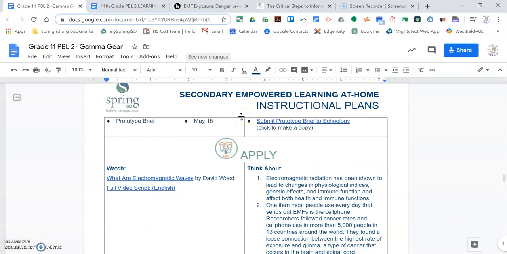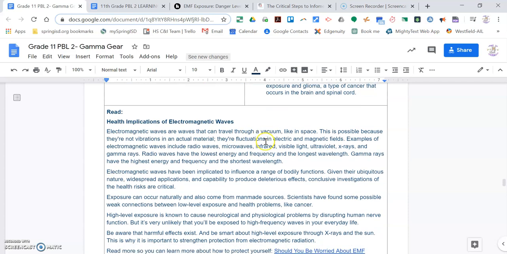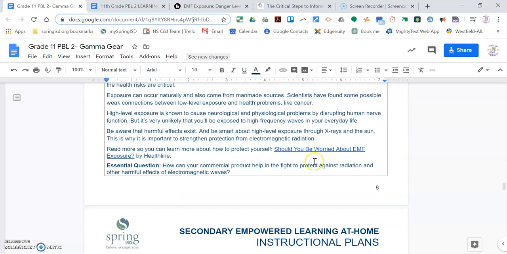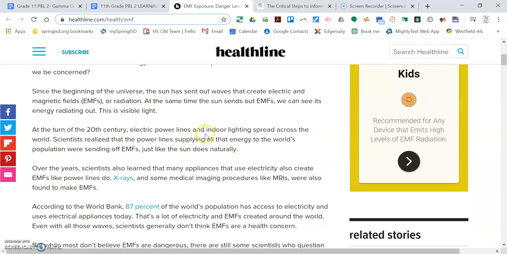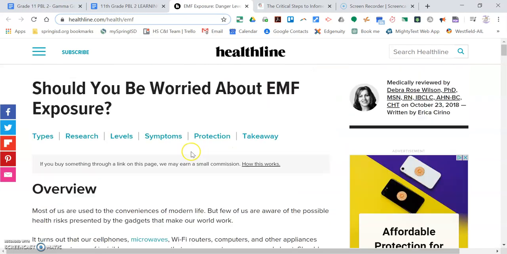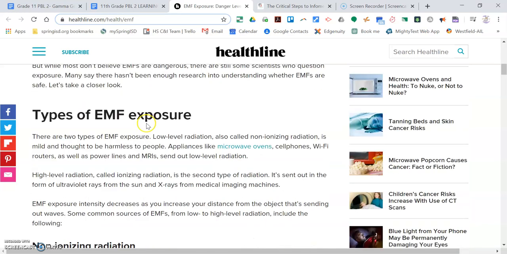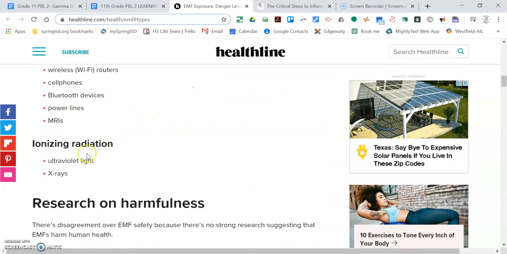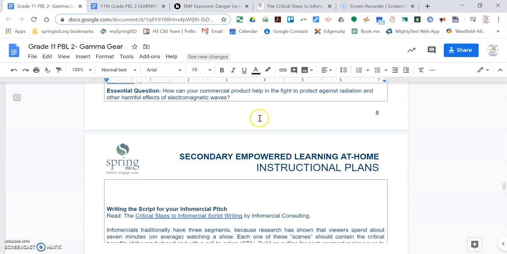And then in the applied section, so now once again looking at what are electromagnetic waves and the health impacts of those, they're going to look at this website entitled Should You Be Worried About EMF? It kind of gives them a bit of an overview of electric and magnetic fields. And so it walks them through different things, what's bad, what's good, what's harmless, what's not harmless, and things like that. So a really good website.